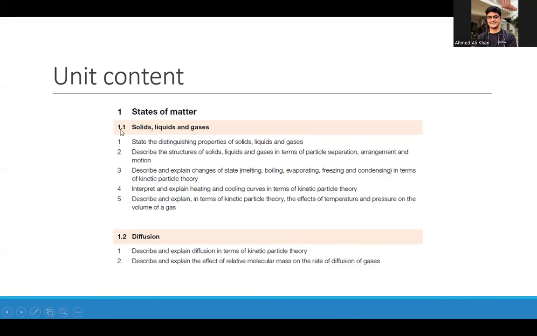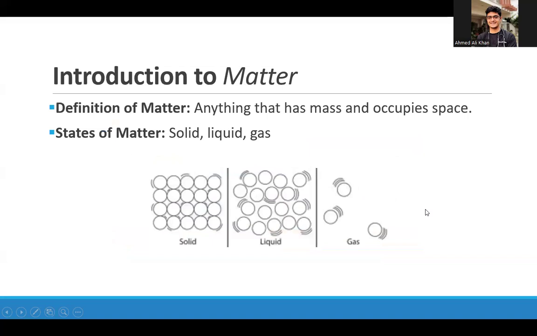It's divided into two subunits. The first part covers the different states of matter: solids, liquids, and gases. You can just read the different learning objectives and what you'll be covering in this subunit. And then the second subunit is diffusion, in which you're required to learn the definition of diffusion and explain it in terms of the kinetic particle theory, which we will be going over very soon. And then you are also expected to describe and explain the effect of relative molecular mass on the rate of diffusion of gases, which we will be going over in much detail in this lecture. Okay, so let's start with our lecture.